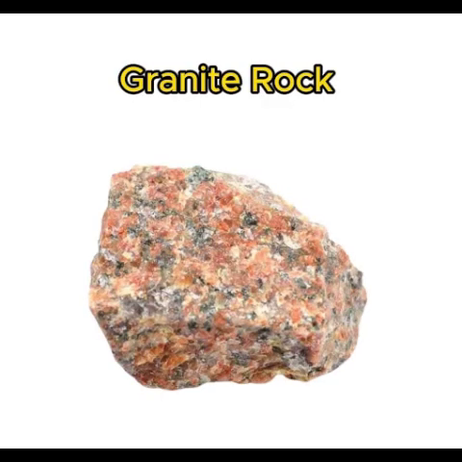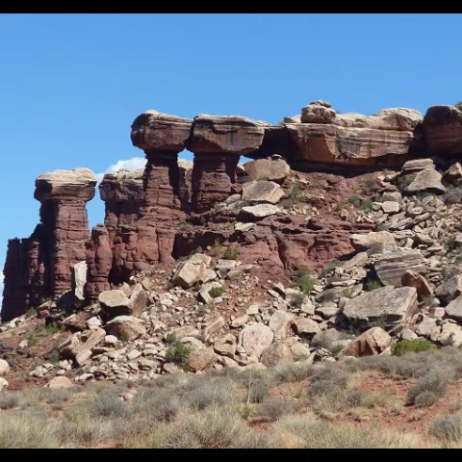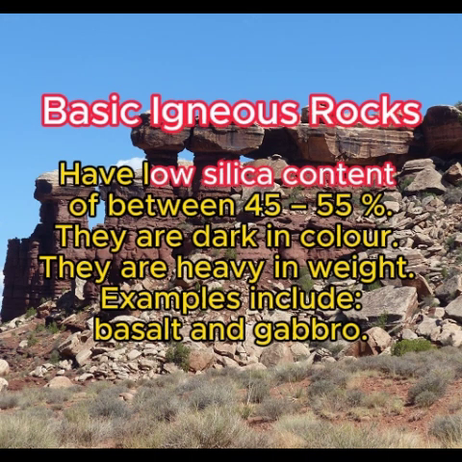This is granite rock, an example of acidic igneous rock also. Basic rocks are igneous rocks, which have low silica content of between 45 to 55%. They are dark in color. Also, they are heavy in weight. Examples include basalt and gabbro.